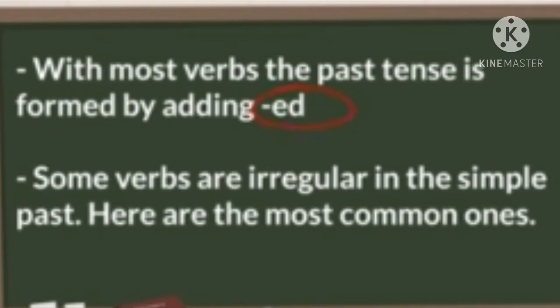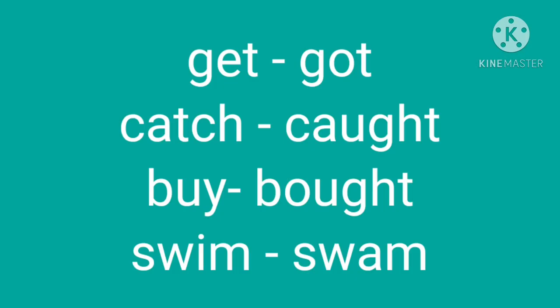The second form of the verb is usually made by adding ed, but there are some irregular verbs. Like get is changed into V2 got, catch is changed into caught, buy, bought. Similarly, the second form of swim is swam.